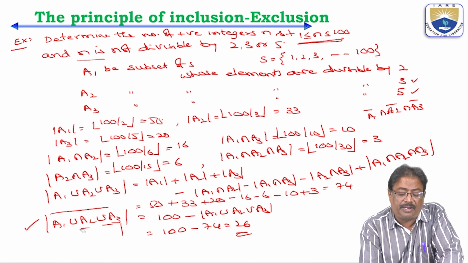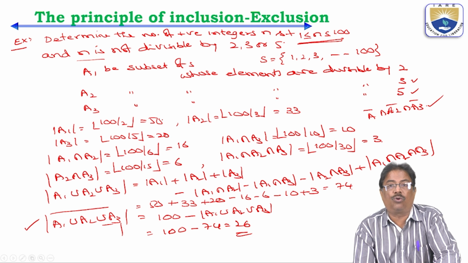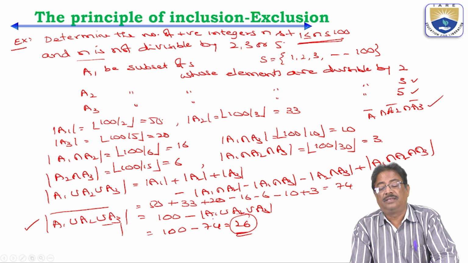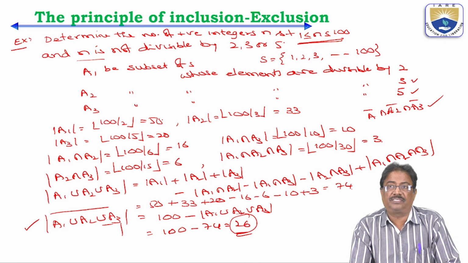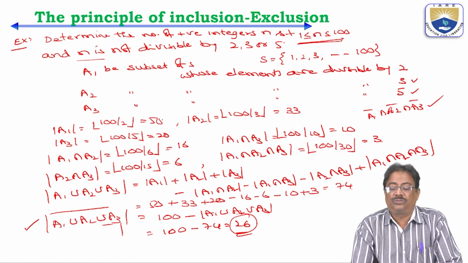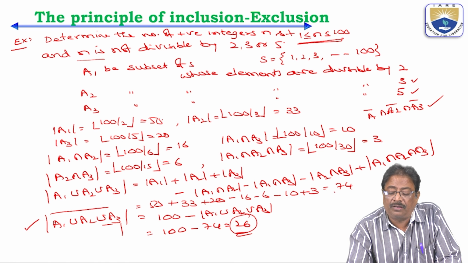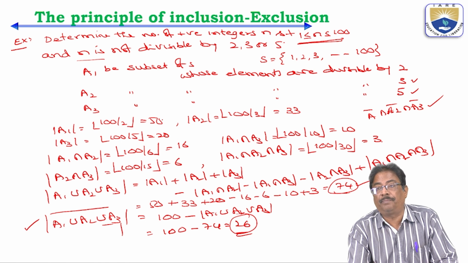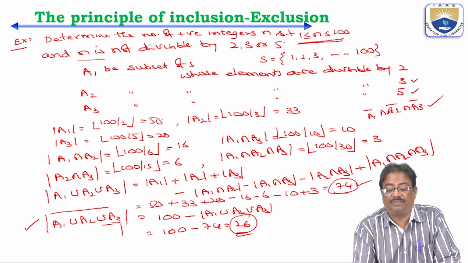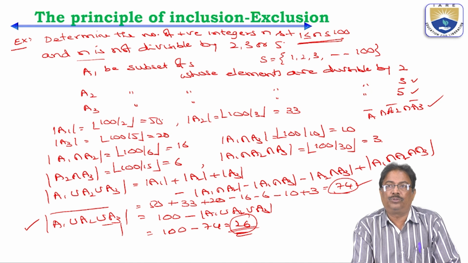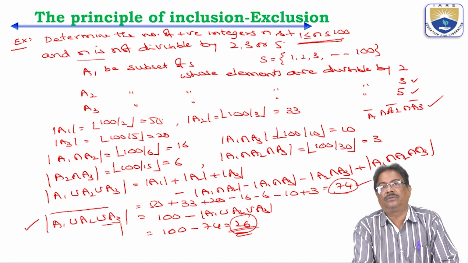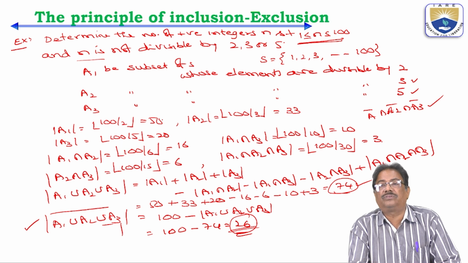Either I can write it in this way or consider it as the whole complement. So 26 numbers are there from 1 to 100 which are not divisible by either 2, 3 or 5. The total number of numbers divisible by any one of these 3 is 74. So none of them, 26 numbers are not divisible by 2, 3 as well as 5. This is one of the problems under the principle of inclusion and exclusion.